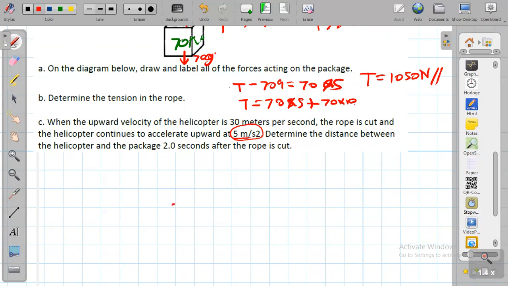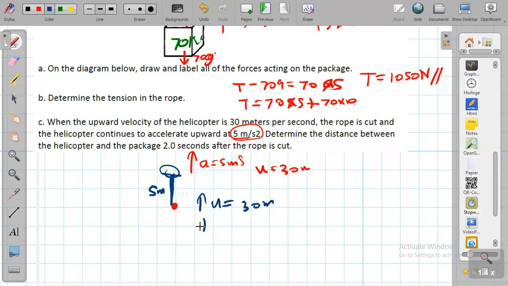Okay, it's like a projectile motion. At this moment, it had an initial distance of what? 5 meters from the helicopter. Now the helicopter is accelerating upwards at 5 m/s² with an initial velocity of 30 meters per second. The package has only the initial velocity of 30 meters per second and then a downward acceleration, g, acting on it.